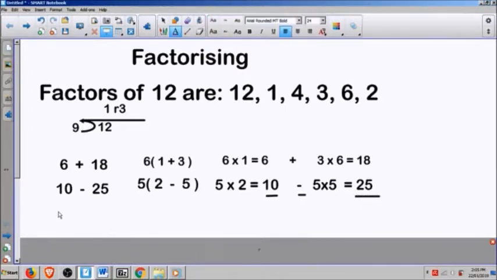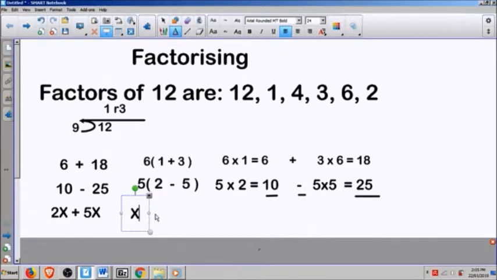Okay, let's get a bit of a juicy one with the pronumeral in there. So we've got 2x plus 5x. Now, what is in both of these? Can we do anything with the numbers? Doesn't look like it. So what is the common factor in 2x and 5x? That's right, it's the x.